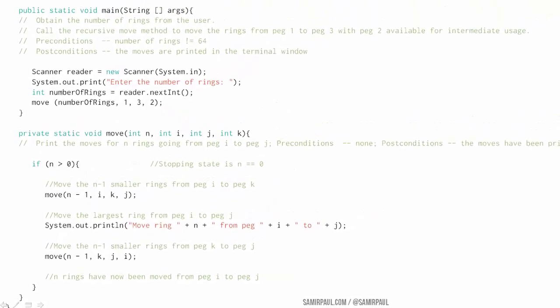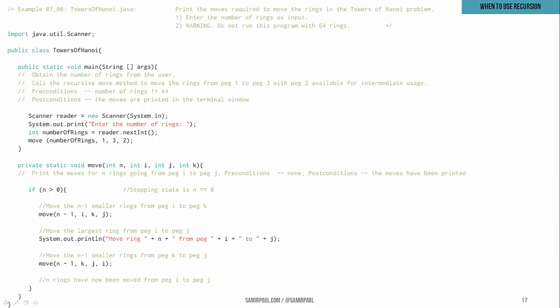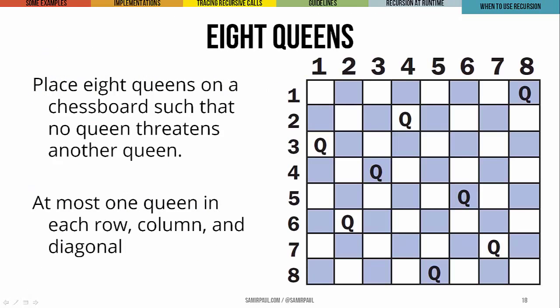Take a little bit to read through this code. I suggest you Google some animations of the Towers of Hanoi solution, walk through this code, and run it with some small n just to confirm in your mind that it works. Again, ideally with a smaller number, something less than 10. Large values of n, something like 64, actually still take a long time, and they could tie up your computer for a while. Now, as a second example of a nicely recursive problem, we'll talk about the 8 queens problem.